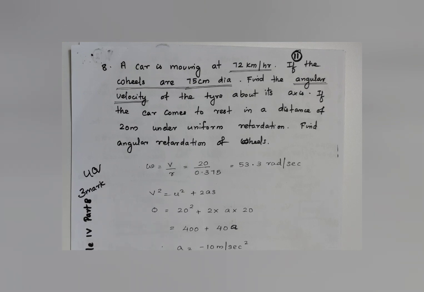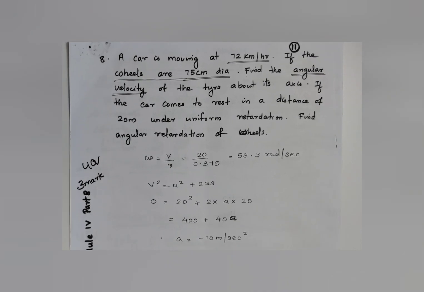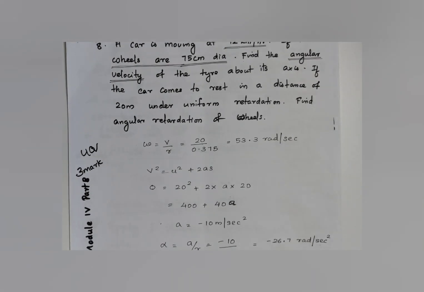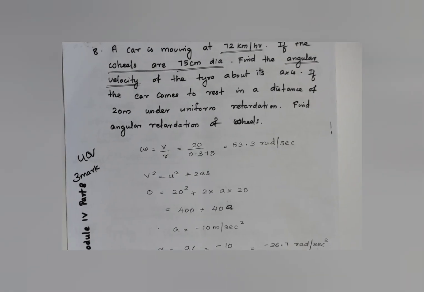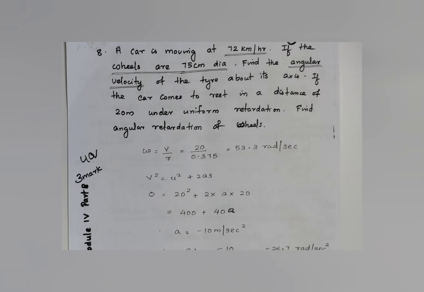So using that value, you can calculate omega. Omega is equal to V by R, 20 by R. 75 centimeter is the diameter of the wheel, so you have to get the radius, 75 by 2, that is equal to 0.375. Omega is equal to 53.3 radian per second. So that is the first part.